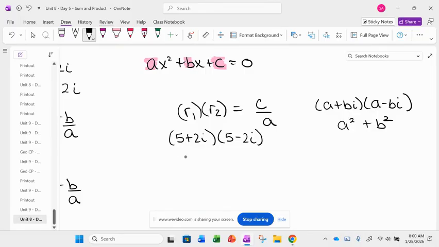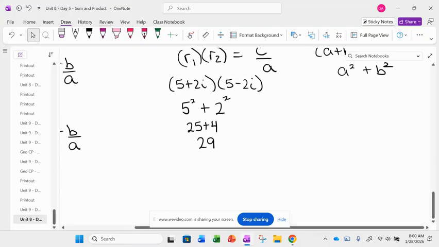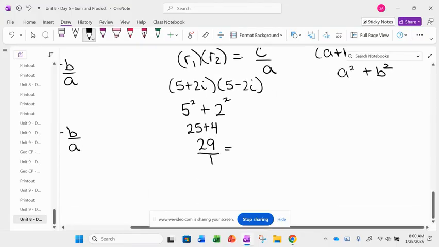So my a is 5. So I have 5 squared plus my b squared. My b is 2. My b is not 2i. The b is the coefficient of i. So that's a 2 squared. So then we have 25 plus 4 is 29 over 1, which represents c over a.